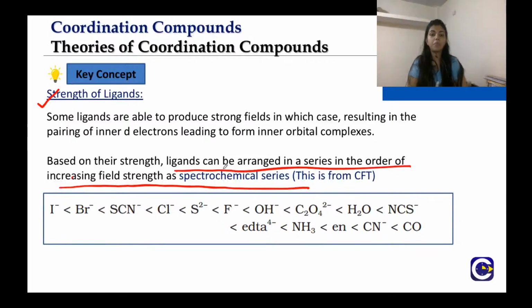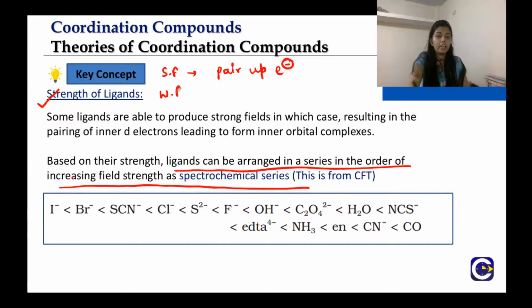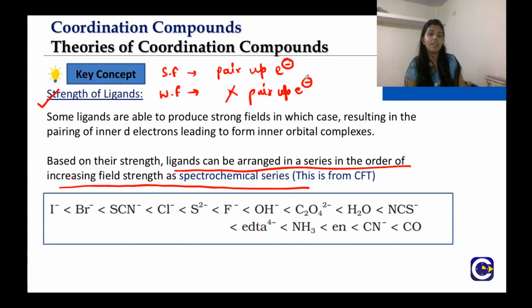Now, what is the purpose of classifying ligands as strong field ligands or weak field ligands? Strong field ligands have the ability to pair up electrons, while weak field ligands do not have the capability to pair up electrons. For the time being, you can understand just this much, that strong field ligands will pair up electrons while weak field ligands will not pair up electrons. The reason we will discuss in crystal field theory.